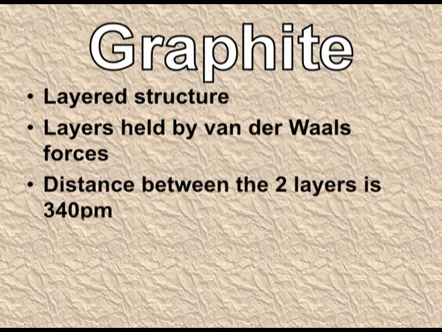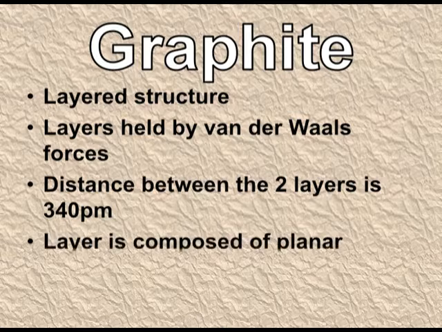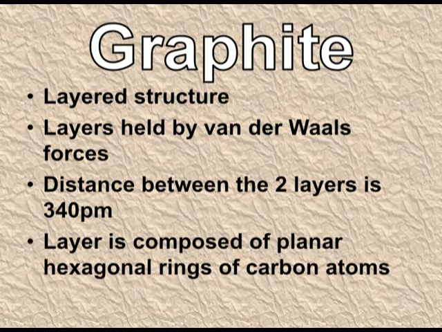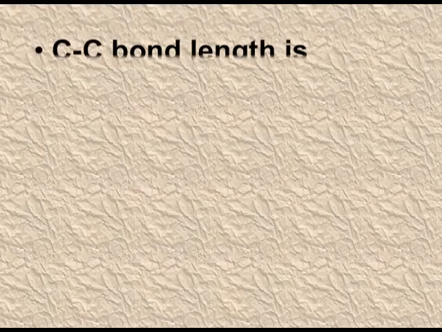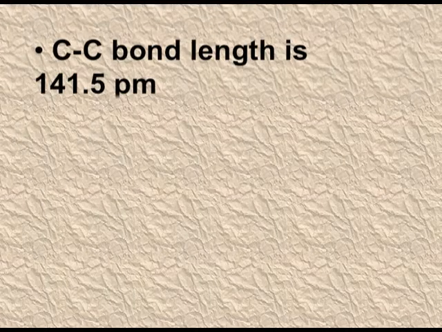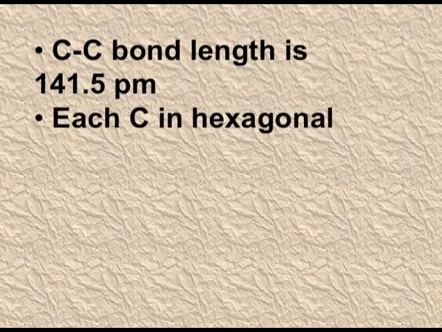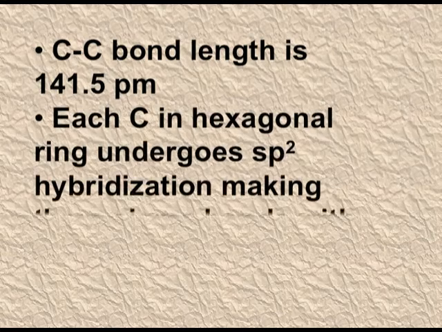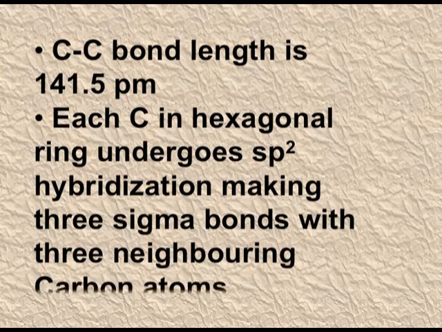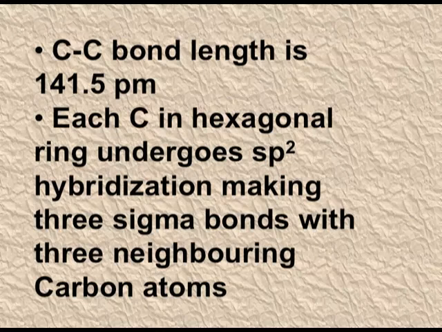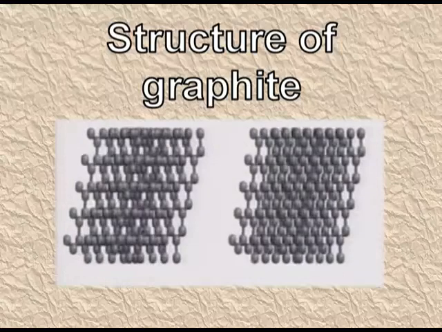The distance between the two layers is 340 picometers. A layer is composed of planar hexagonal rings of carbon atoms. The carbon-carbon single bond length is 141.5 picometers. Each carbon in the hexagonal ring undergoes sp2 hybridization, making 3 sigma bonds with 3 neighboring carbon atoms. Structure of graphite.